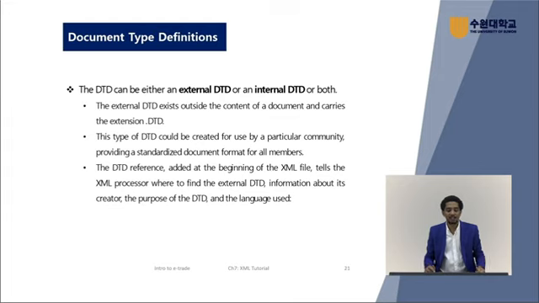Okay, so this type of DTD could be created for use by a particular community, providing a standardized document format for all members, right? So if you have one DTD file and like 5-6 XML documents, you can call this DTD file to have a similar standard format for your XML documents, right? The DTD reference added to the beginning of the XML file tells the XML processor where to find external DTD information, which is information about the creator, the purpose of the DTD, and the language used.